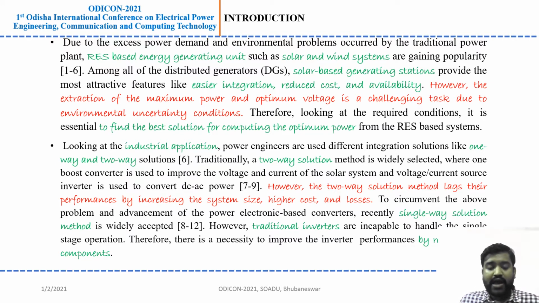Second point, previously we focused on two-way conversion, where we use a boost converter to boost the solar system, and after that we convert through an inverter. However, during the two-way conversion we require a larger system and the cost of the system is high. Therefore, to reduce the cost and size, we specifically choose the multi-level inverter for a single-way solution. Therefore, an appropriate design of the inverter is required for the operations.